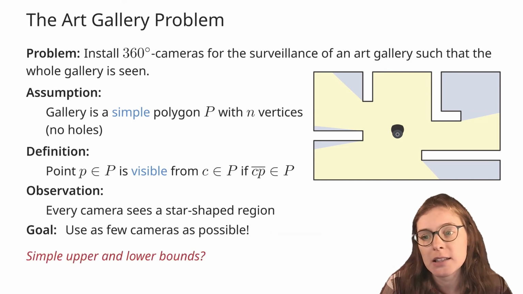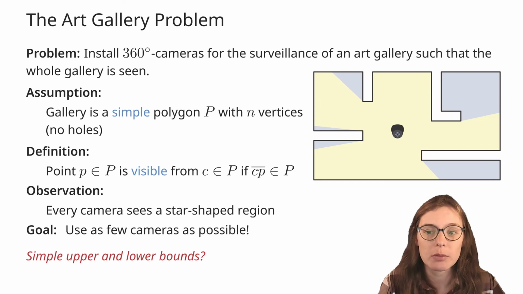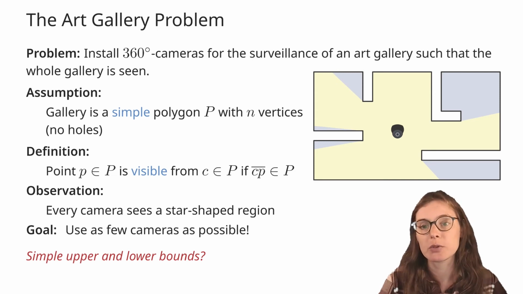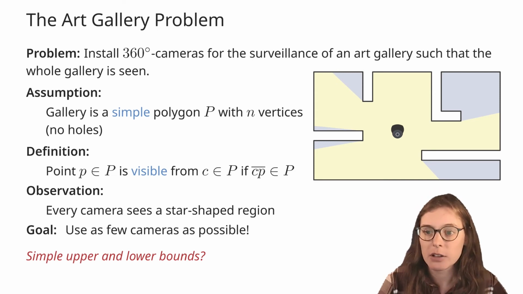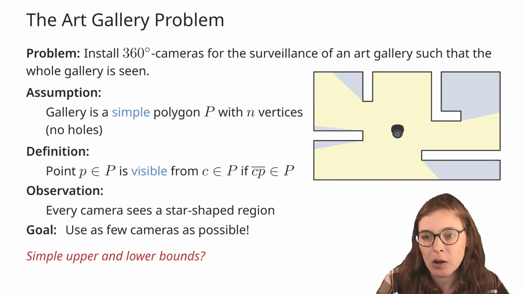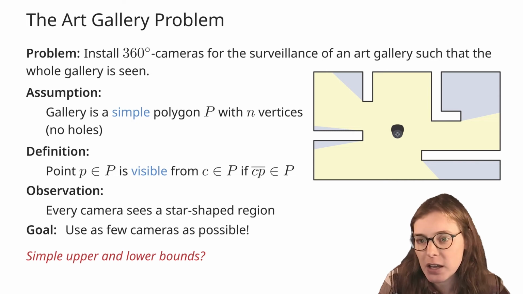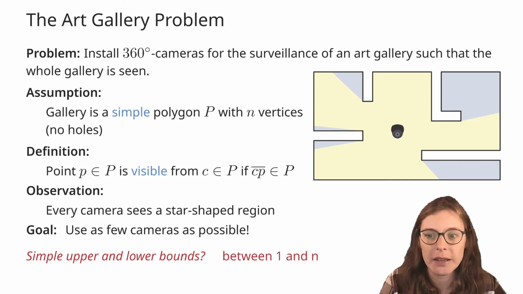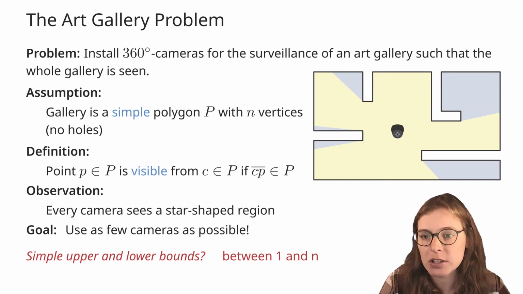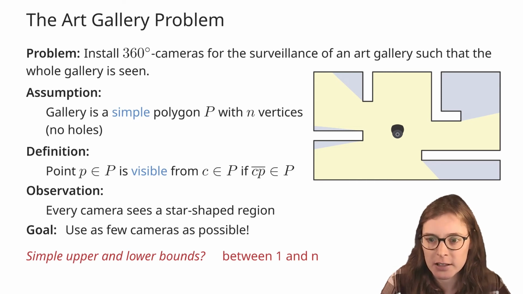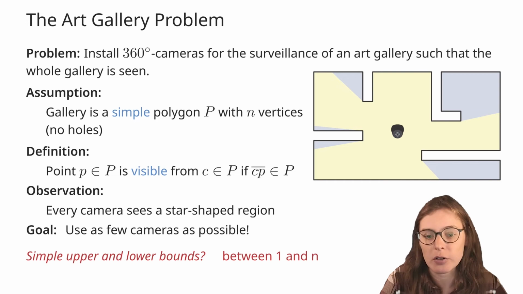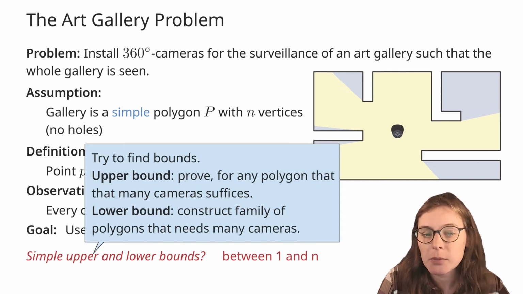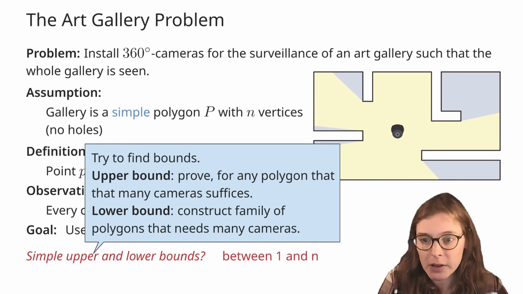But what we can consider is some combinatorial bounds, simple upper and lower bounds needed to cover the whole area of the polygon. Trivially, we need at least one camera and at most n cameras, right? Because we can place a camera in each vertex of the polygon, and in this way we will definitely see the whole interior of the polygon. But are there any better bounds on the number of cameras that are needed and that are sufficient to survey any polygon of a given size n?